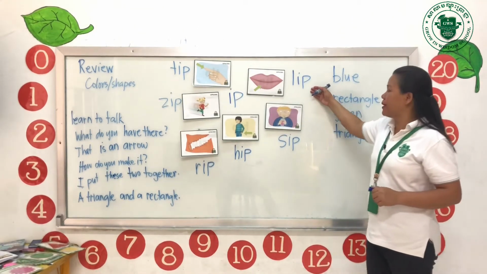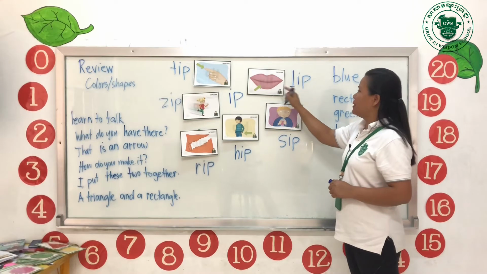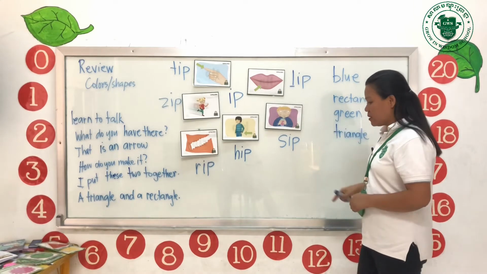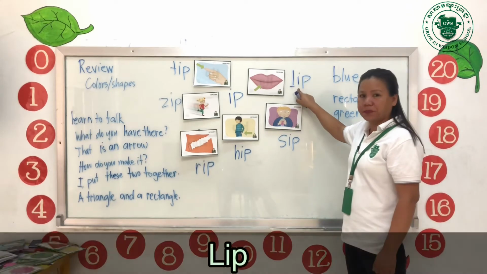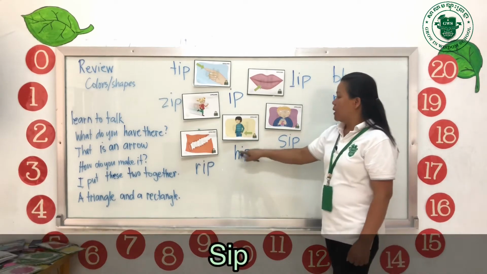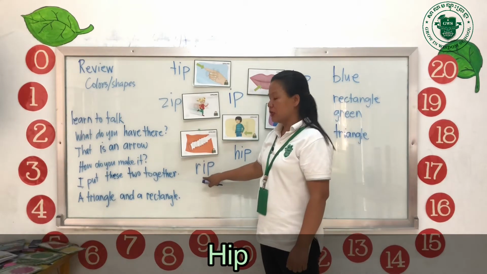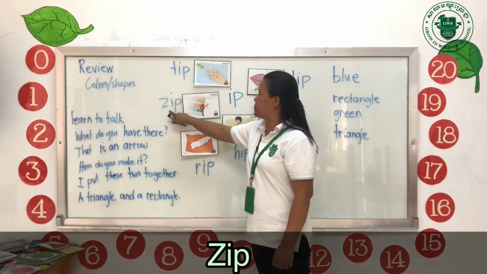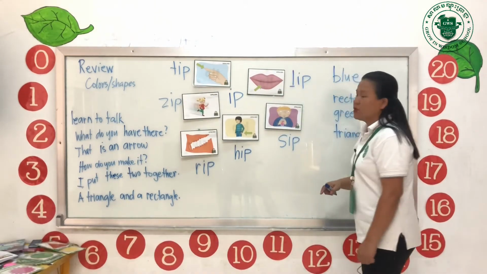Let's read these words. Use the sound of ip. First, lip begins with the sound of letter L. And the sound of letter L is l, ip, lip, s, ip, sip, ip, hip, ip, rip, z, ip, zip, ip, tip.